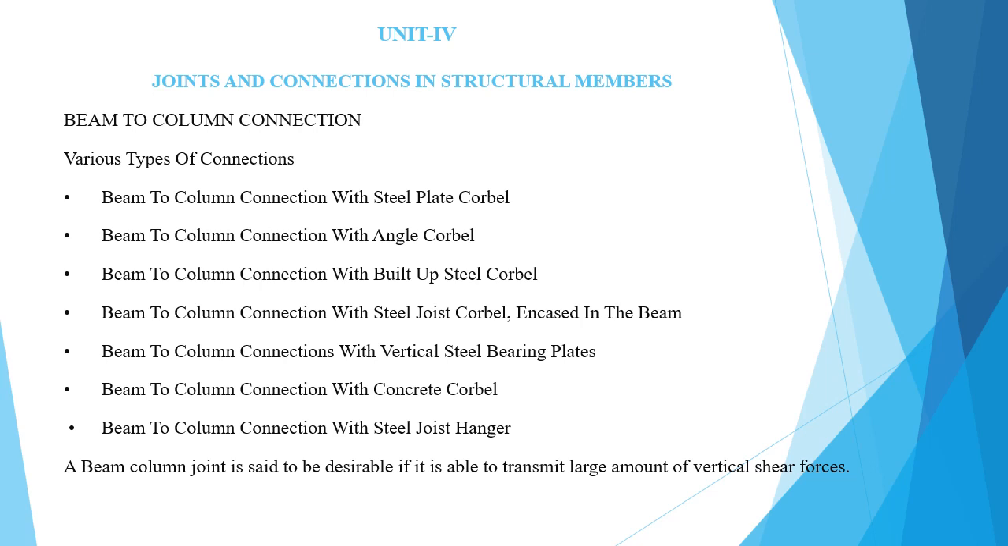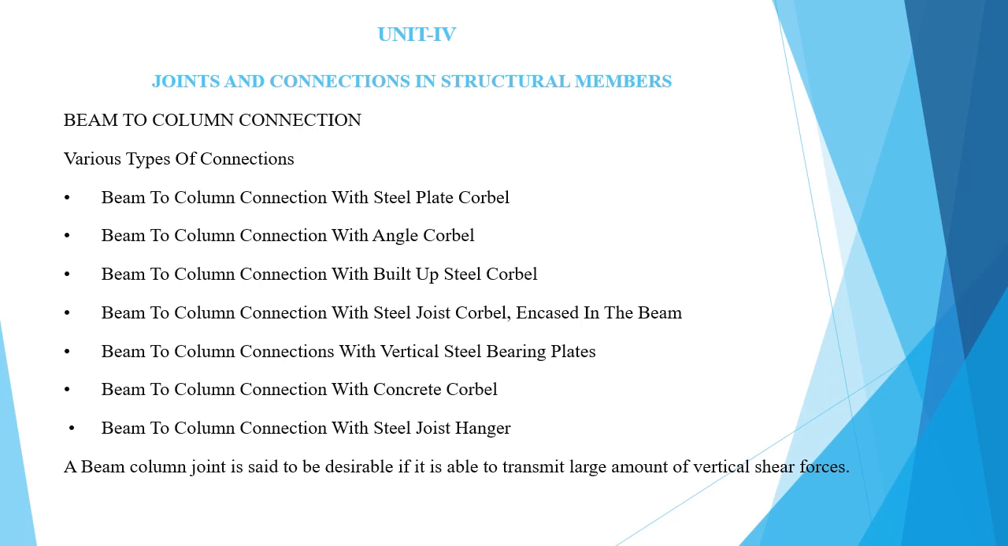Beam to column connection with the angle corbel. This connection is only able to transmit a small vertical shear force and could be considered only for temporary structures.